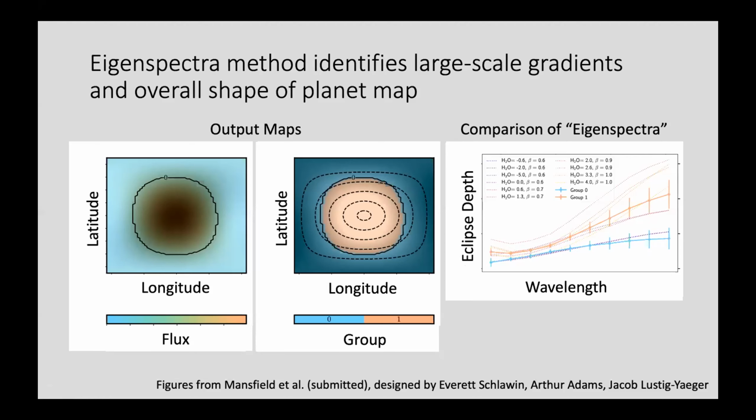So the first thing that you can see from looking at this is that this method is generally able to identify the large-scale gradients and overall shape of the planet map. So it picks up on the fact that there's a central hotspot and that that region has a warmer flux than the surrounding area. It gets the general shape of these spectra that we've put in correct. So it's in general able to identify this large scale structure of the planet's map.